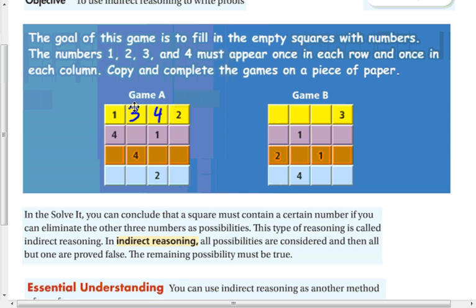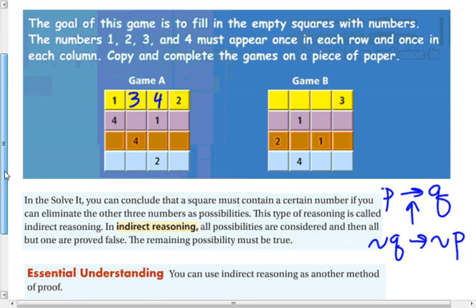And that's what we're going to use for this proof. Another thing I'd like to mention is, remember when we had conditionals? If our original conditional is if P then Q, we found that the contrapositive of that conditional, if not Q, then not P, if that's true, then so is this. And that's kind of the idea that we'll be using for indirect reasoning.